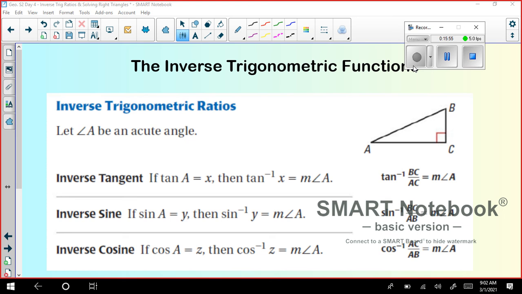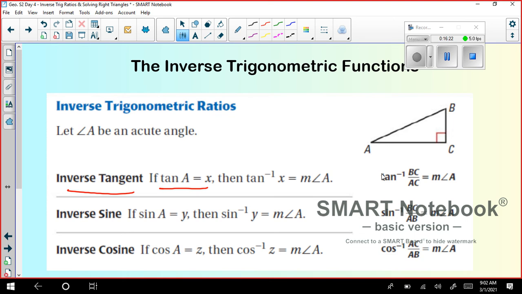For example, in this figure we have a triangle ABC and angle A is an acute angle. What is the inverse of a tangent? If tan A equals x, then tan inverse of x equals the measure of angle A. So the inverse trigonometric functions will only give you the angle measures.